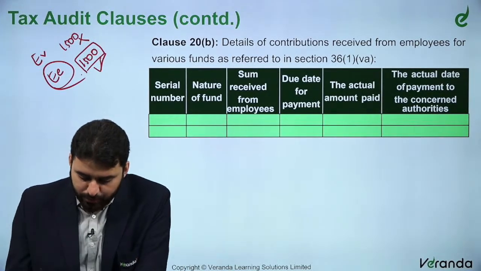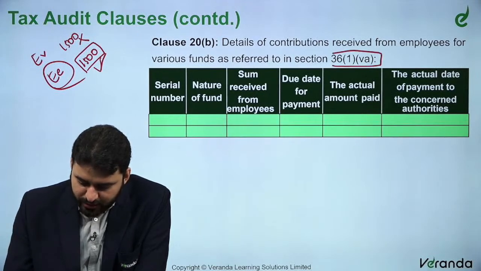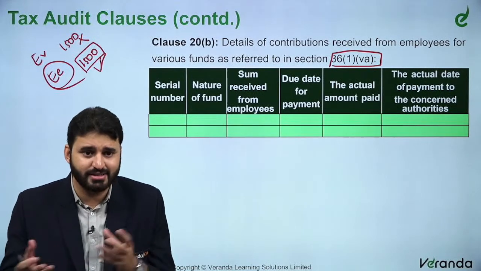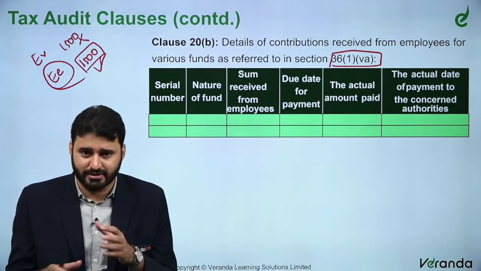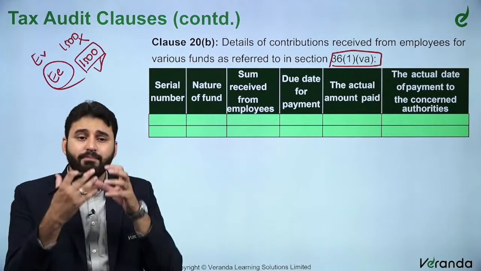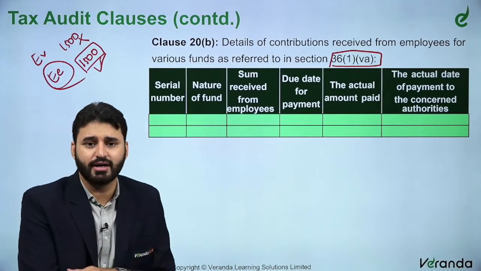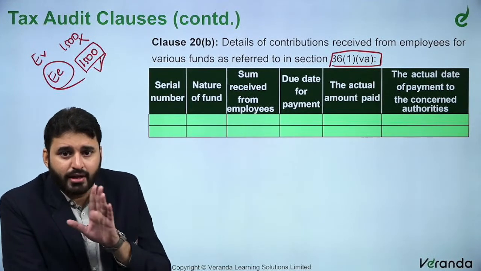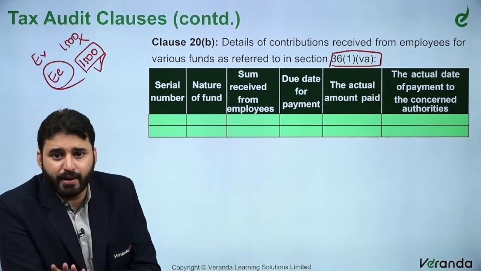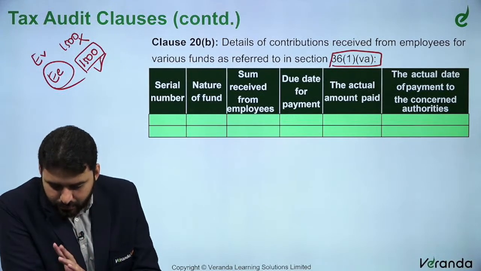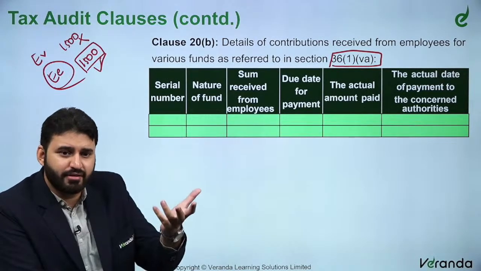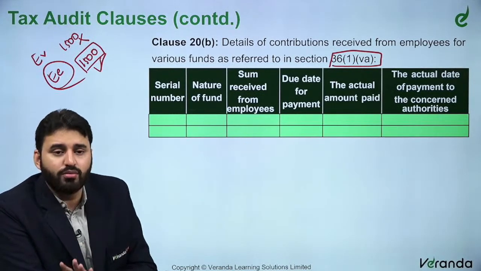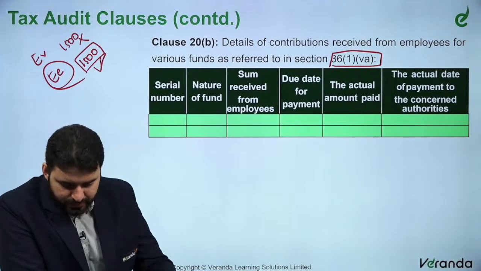So the actual amount paid, because this section 36 subclause 1 clause 5a talks about if you are not remitting it on time, then that may be disallowed. So that is why these details have been asked. Sum received from employees, due date for payment, the actual amount paid and the actual date of payment to the concerned authority, that is the PF and ESI authority, when it is received and when it is paid. Right. So this you need to mention. This is a very, very important disclosure.